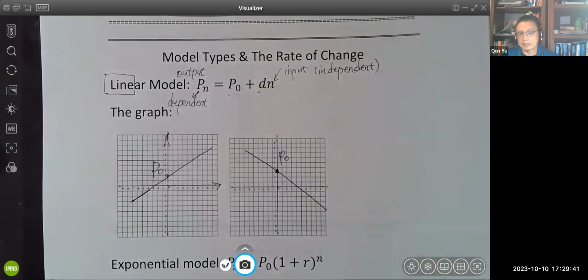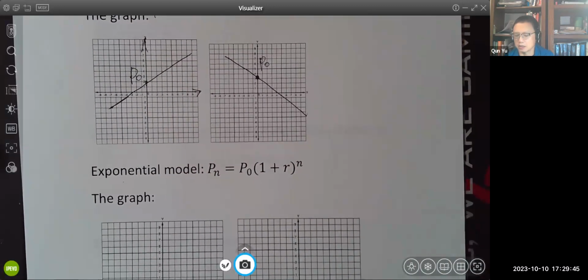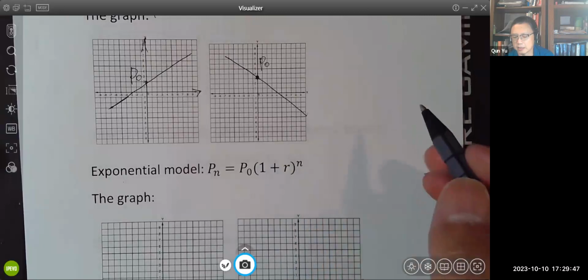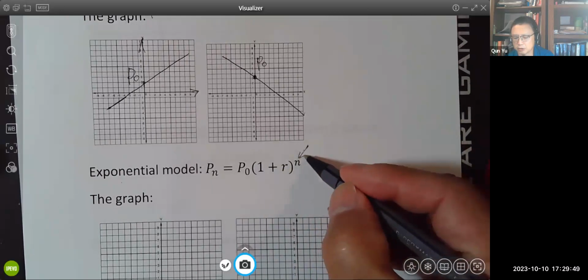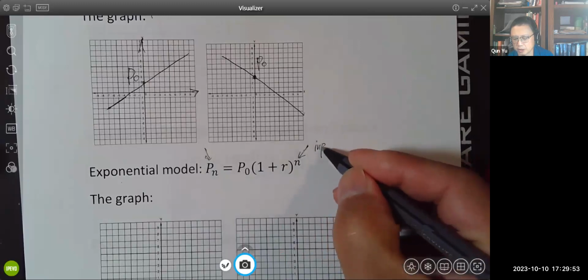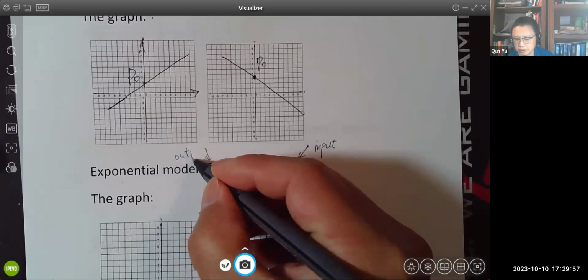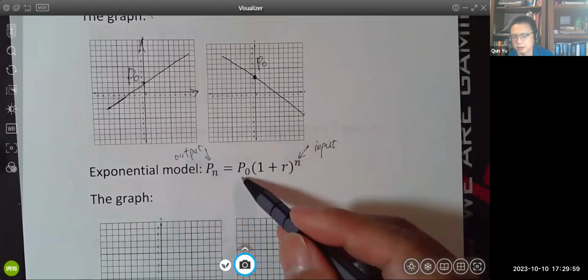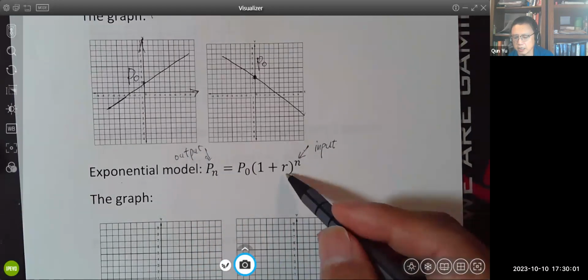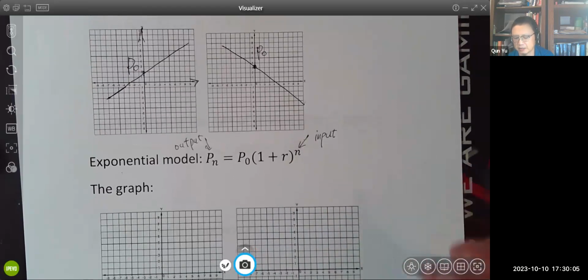Now, the next model we learned is the exponential model. Just like in the linear model, n represents the input variable, and this is the output variable. Any model has input and output variables. P0 is the initial value, and r is the growth rate, which is a percentage.